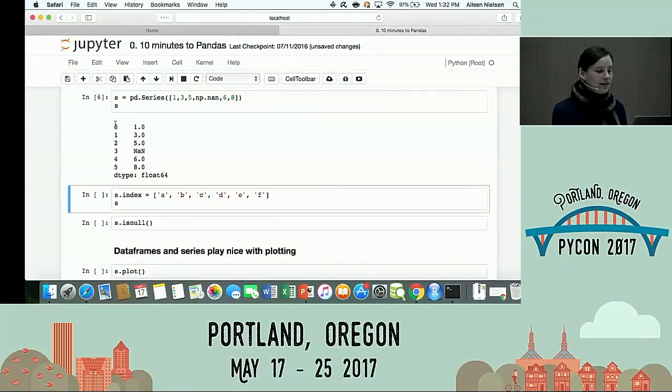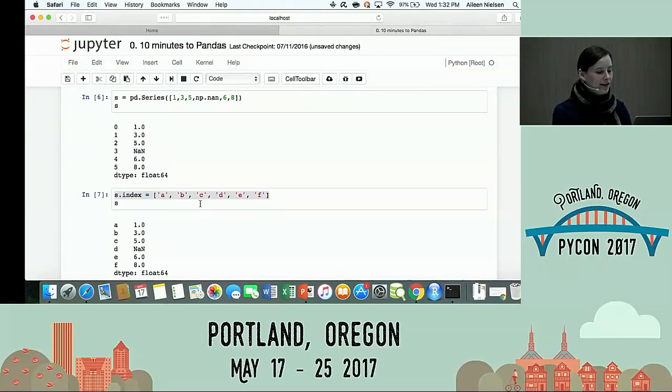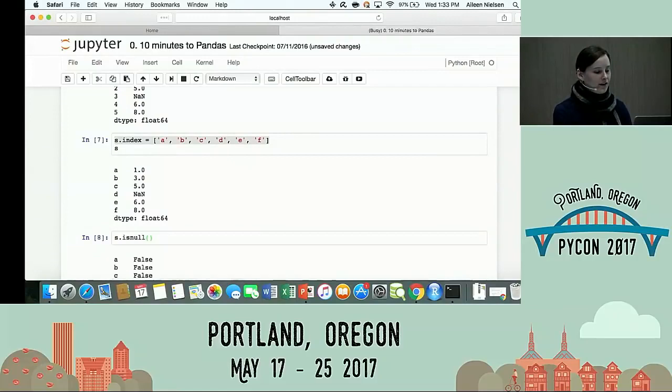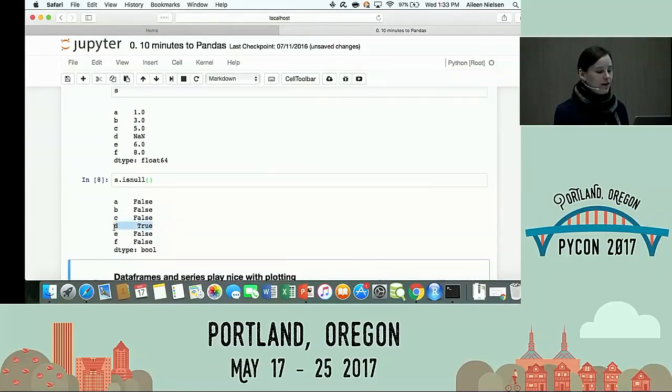And then you'll notice here my series is indexed just 0 to 5, but maybe I don't like that index and I want to change it. I can just directly assign to my index like this and rename the indices, as it were. And I can also, for example, easily detect where I have not a number style of data.